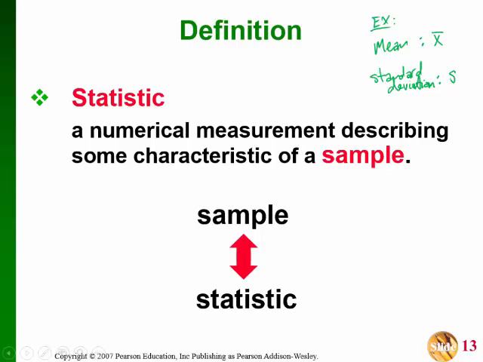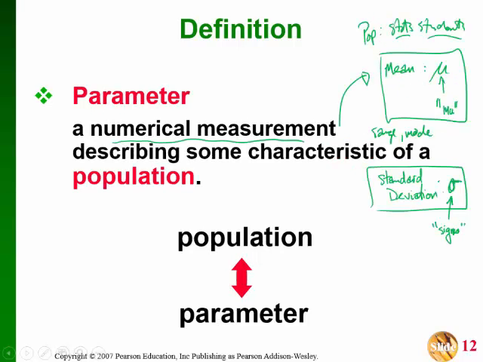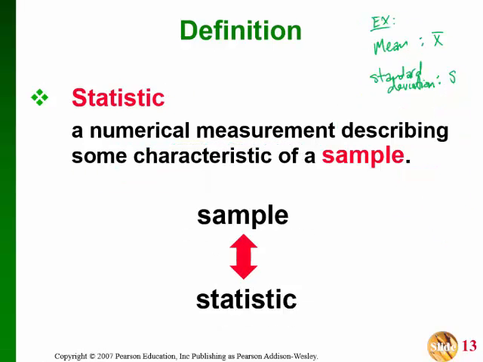So there's a difference now in a statistic versus a parameter. A parameter is associated with a population. A statistic is associated with a sample. And these symbols that I'm writing now, we'll use them over and over again, so you'll get to know them a lot.